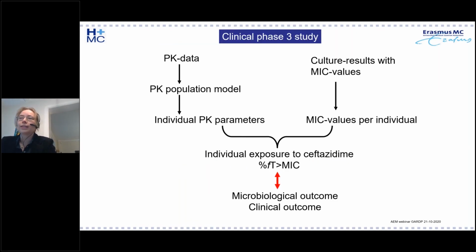So in a more schematic way, you see the analysis here. For the PK data in humans, we built a population PK model. We were able to calculate individual PK parameters. And on the other side, you see the culture results with MIC values, and we had individual MIC values. And we combined those two and came up with the individual exposure to ceftazidime. And those values were compared to the microbiological or the clinical outcome.